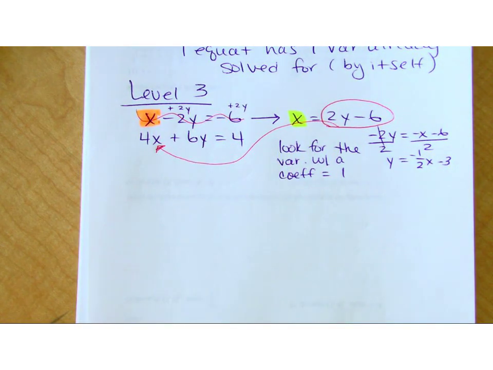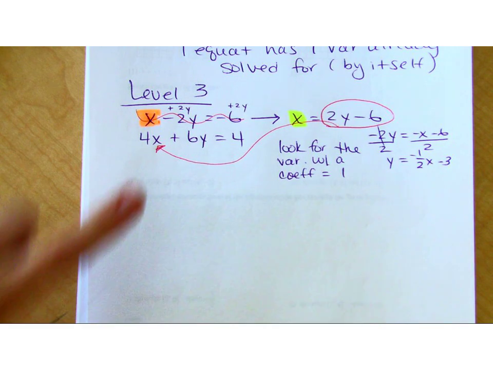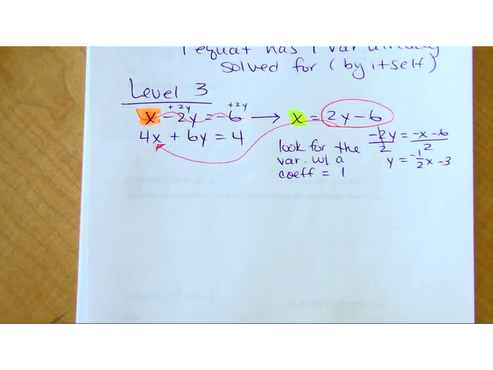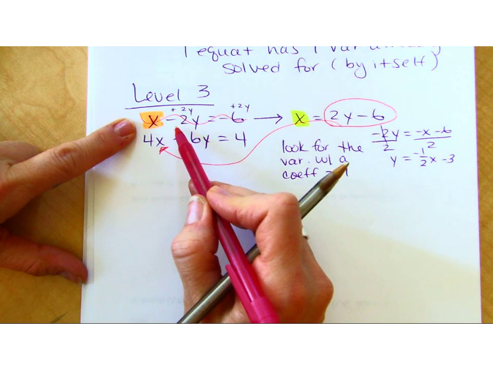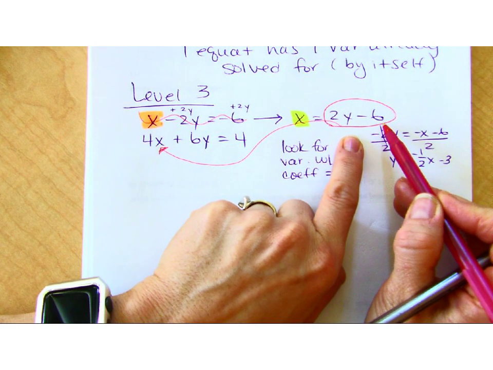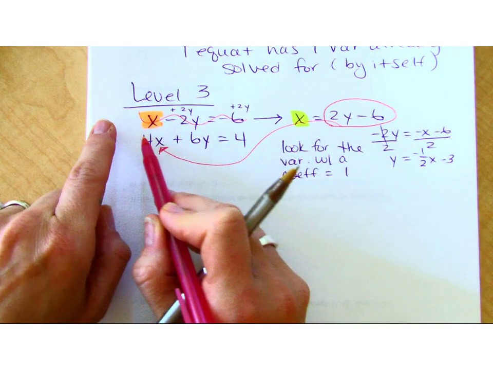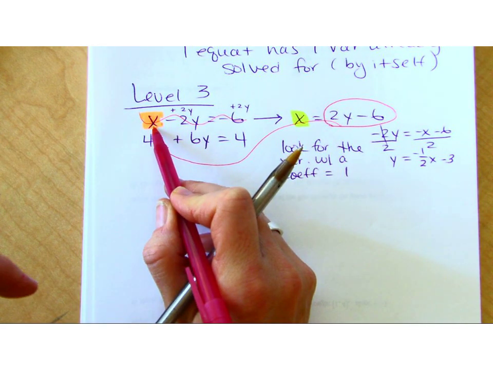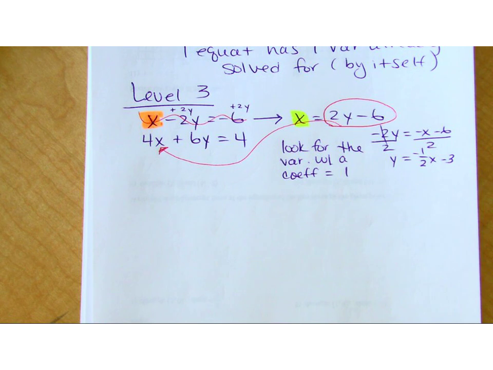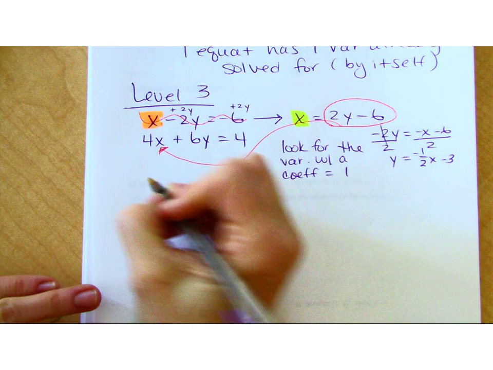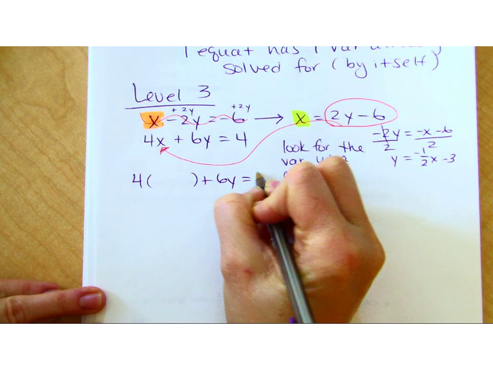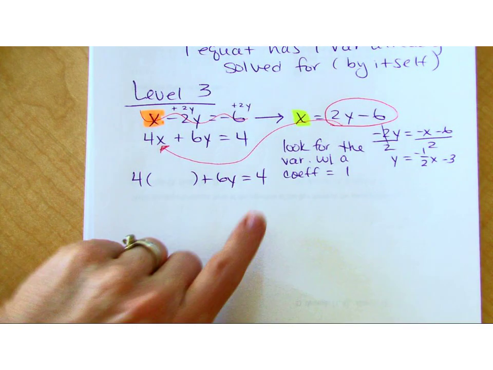Hey, you want to know why that little squiggle comes in handy? I've seen kids rewrite this equation, solve it for x, and then they go back and put it right here. You can't put it in its own equation. You have to put it in the other equation. So now I have 4 times x plus 6y equals 4. Another reason why crossing it off comes in handy, I am not kidding you.